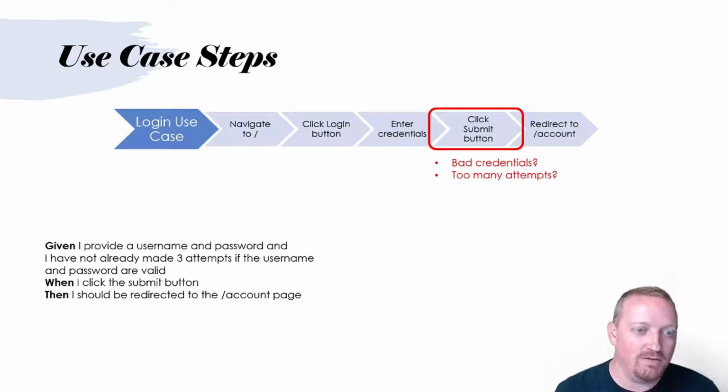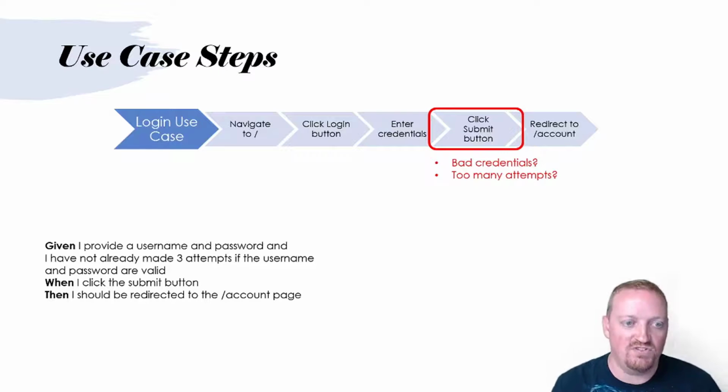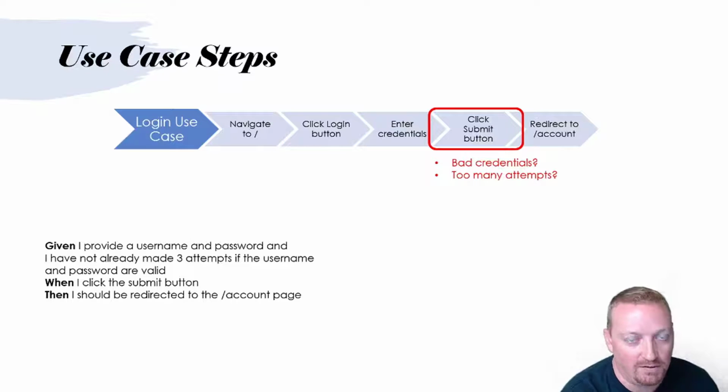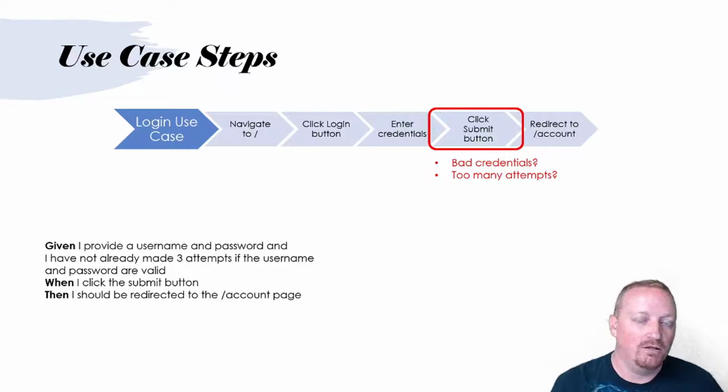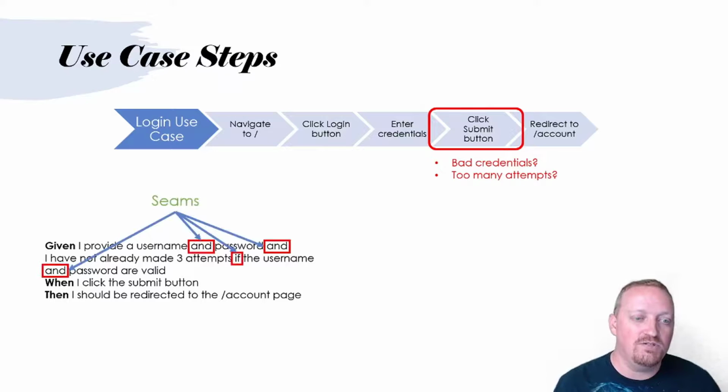It would make sense that somebody would write a given in this fashion: given I provide a username and password and I have not already made 3 attempts, if the username and password are valid, right? It's like, here's the setup of all the different pieces of the state of the system that need to be set up first before the user clicks on the submit button. And that is kind of where you can get acceptance criteria that looks like this. But what should actually happen is that it should be broken out into new acceptance criteria. Each one of these uses of the word ands, ors, or ifs really is an indication that you have a different acceptance criteria that's necessary here.